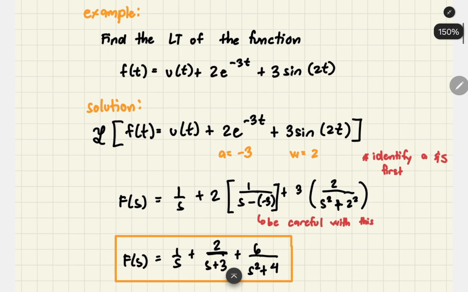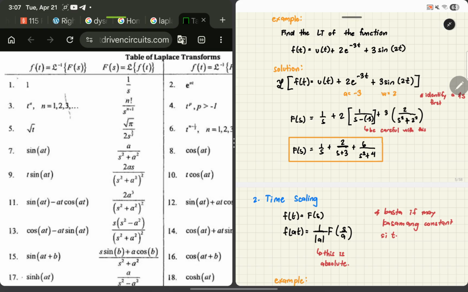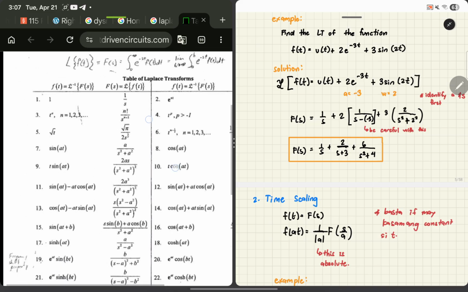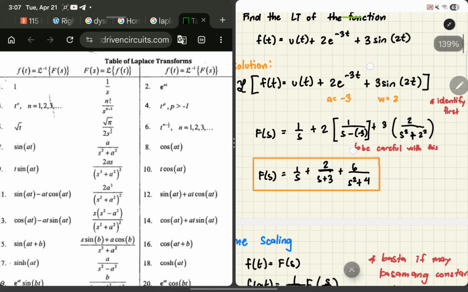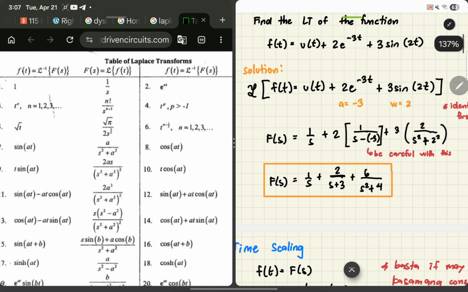So our example, find the Laplace transform of the function u of t plus 2 e raised to negative 3t plus 3 sine 2t. Okay, so we have here the table of Laplace transforms. So the u of t is simply just 1, right? 1 times u of t, the constant is just 1. Therefore, when we find its Laplace transform, that is just 1 over s, as you can see here.